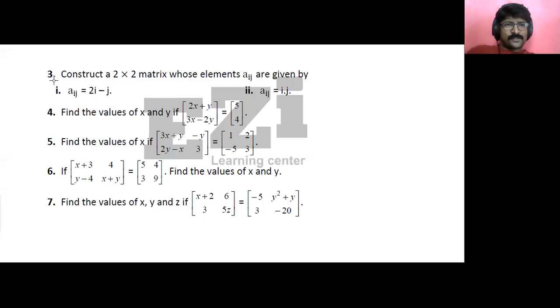Okay, a very interesting sum is displayed on the screen. You can see it. Construct a 2 by 2 matrix whose elements Aij are given by this definition: Aij is 2i minus j, or else Aij is equal to i into j. This type of question we're going to see in today's class.